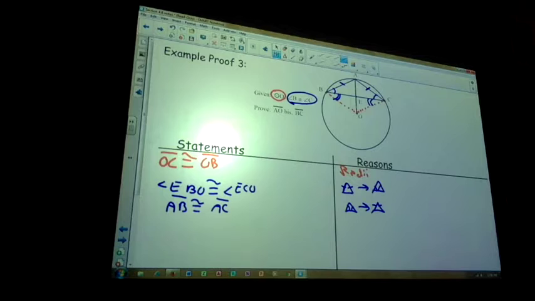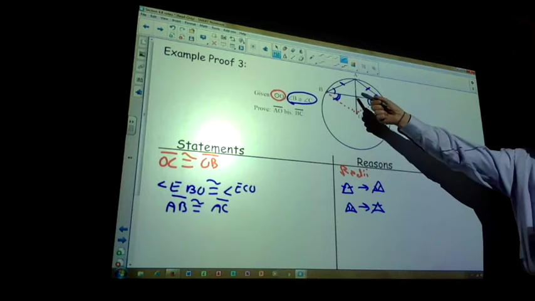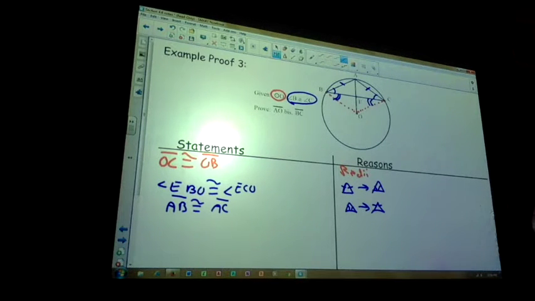Can you just say that BE equals EC because of radii? No, because this is not the center of the circle. It's a chord, and we have an interior point of the circle that we know of, but the interior point's not the center. I do think that might get us in trouble.